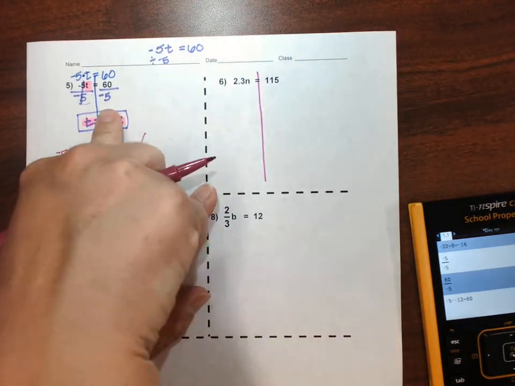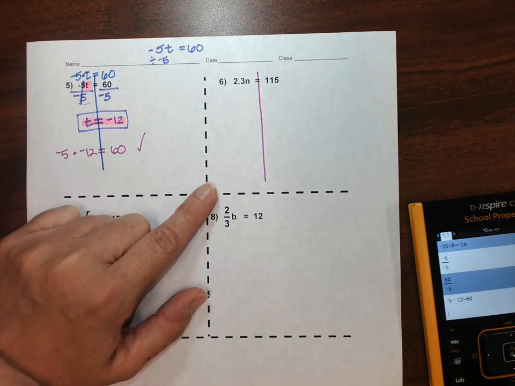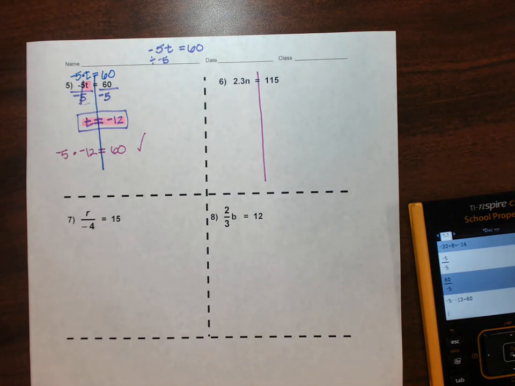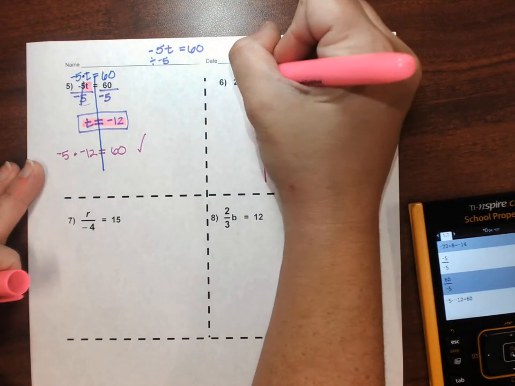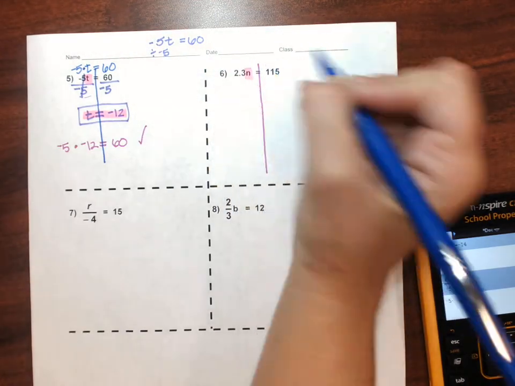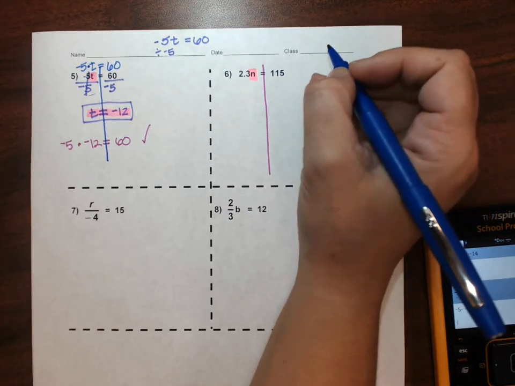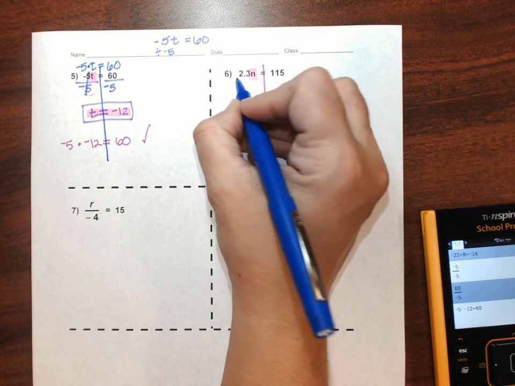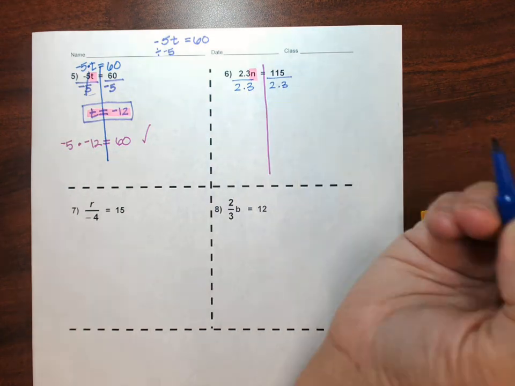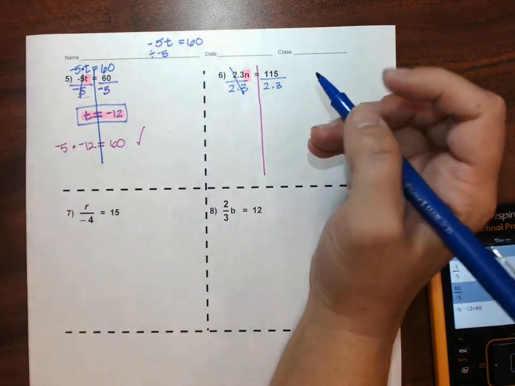Number 6 is designed just like number 5. I'd like you to pause and give it a go, and then you can unpause me and see if you got the right answer. What's your goal? Hopefully you're saying isolate the variable. I'm going to ask you, how do you do that? You're going to say inverse operation. What's the inverse of multiplying by 2.3? That is to divide by 2.3. So those will cancel out.